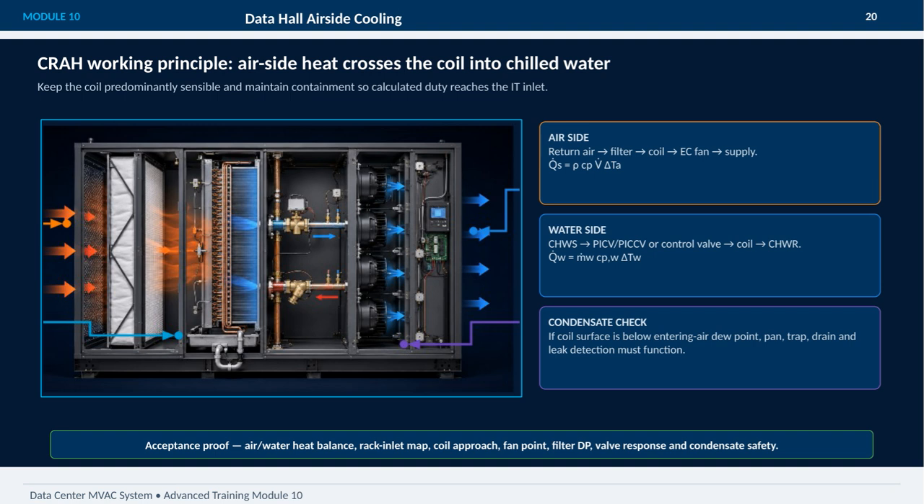If the coil surface temperature drops below the dew point of the entering air, moisture will condense. Therefore, proper condensate pan, trap, drain, and leak detection systems must be in place to prevent water damage. Finally, acceptance proof involves verifying several factors: balancing the air and water side heat transfer, checking rack inlet temperature distribution, ensuring the coil temperature approach is correct, confirming fan operating points, monitoring filter differential pressure, assessing valve response, and ensuring condensate safety systems are fully functional. These steps ensure the airside cooling system performs efficiently and reliably.